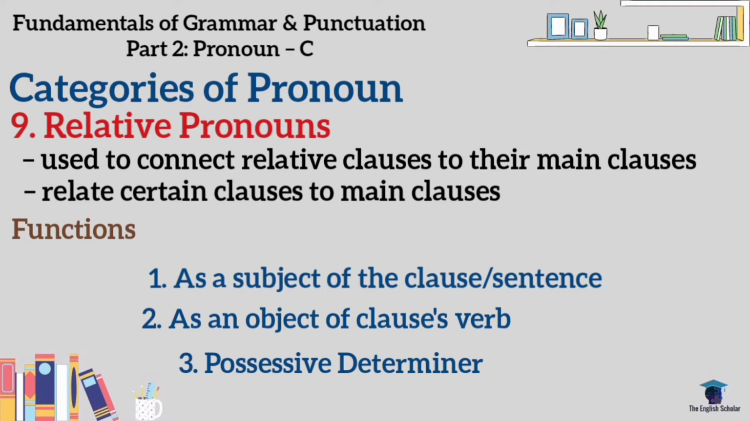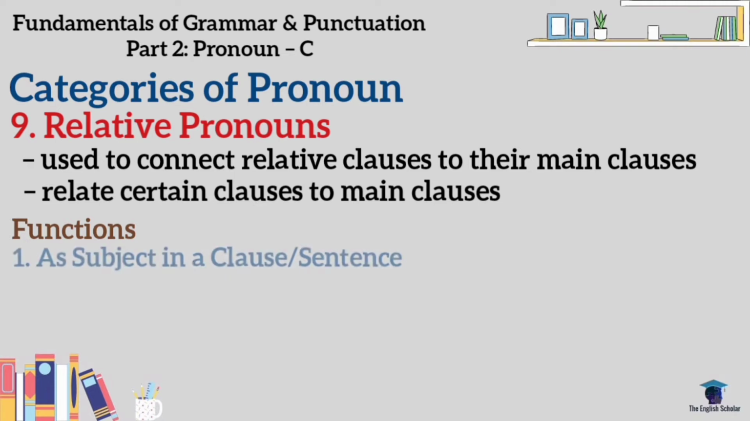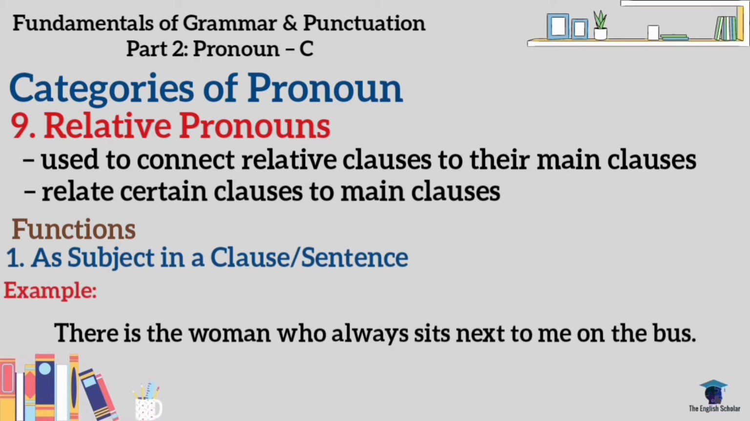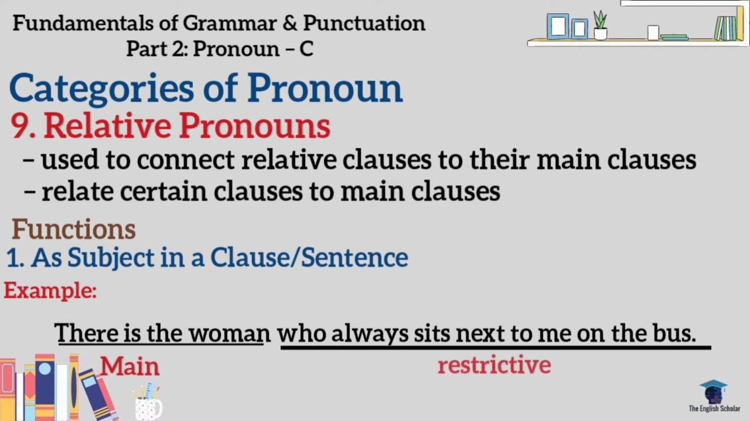Let's have an example for number 1, relative pronoun as the subject of the clause. There's the woman who always sits next to me on the bus. This sentence has 2 clauses. There is the woman, and who always sits next to me on the bus. The first clause is our main clause, and the second clause is our restrictive clause.